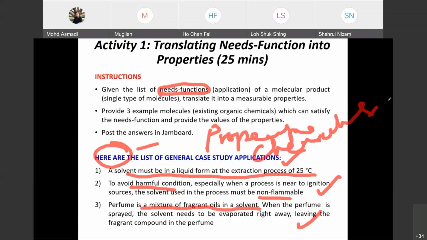Which page? Page 8. Page 8, with the title Chapter 4 Molecular and Mixture Design Part 1. Solvent must be in liquid form at the extraction process. What is the properties and what is the chemical?